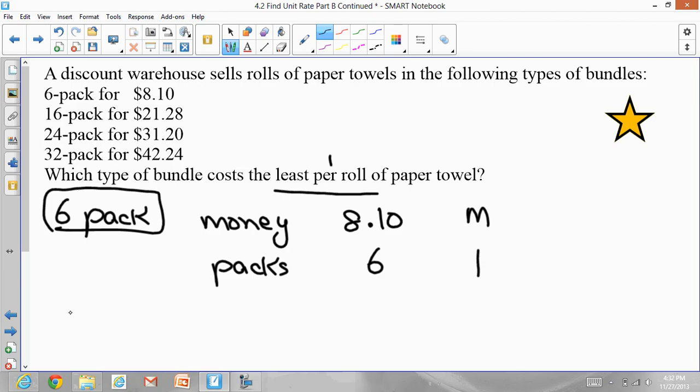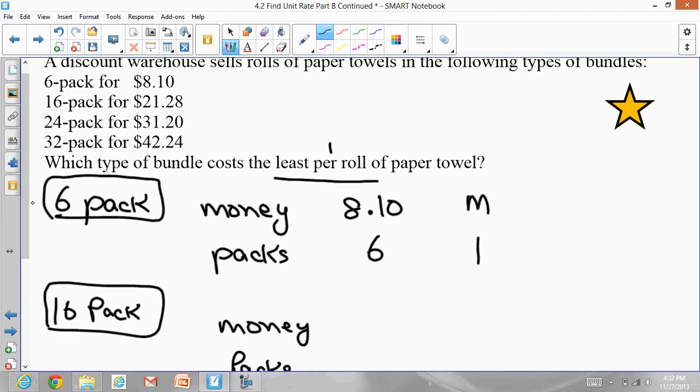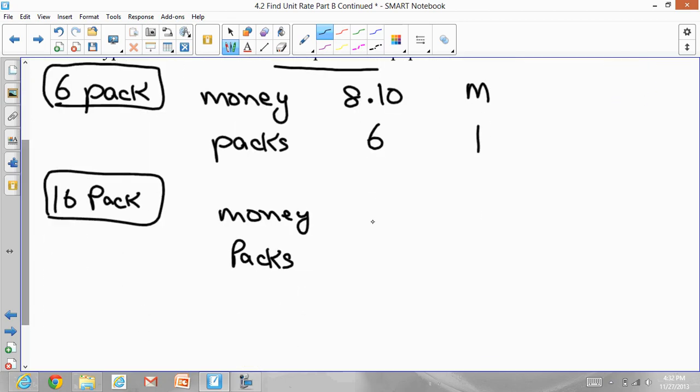I'm going to set up the same thing for the 16-pack. So let's do the same thing. Money and the number of packs, or the number of rolls, in there. So in this case, for the 16-pack, it's going to be $21.28 for the 16-pack. I want to find how much it costs for one pack. This is the same kind of question we did with the toothpaste.